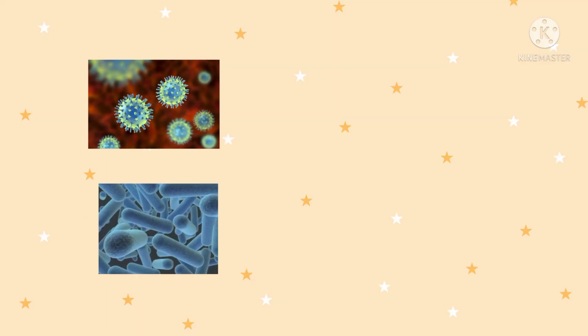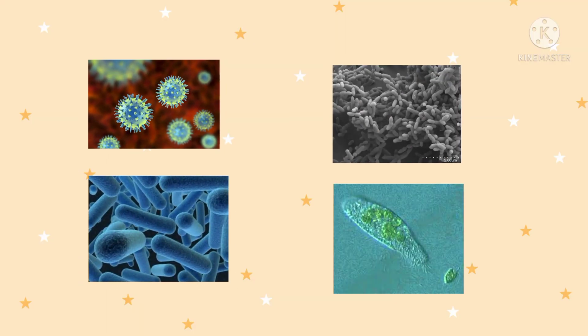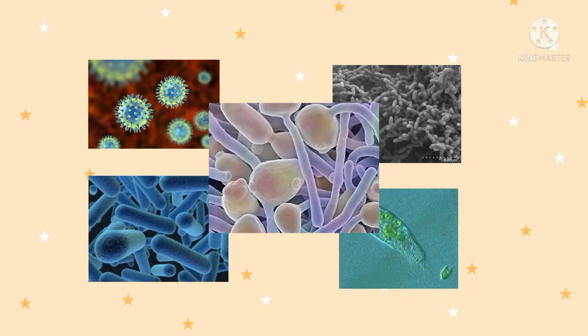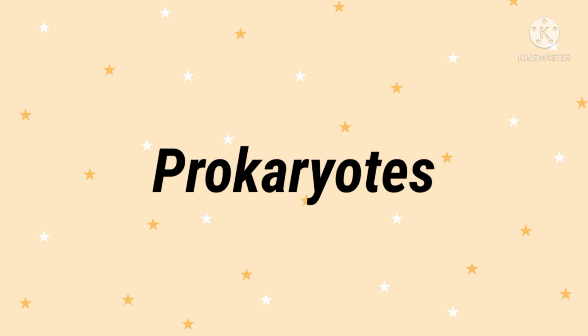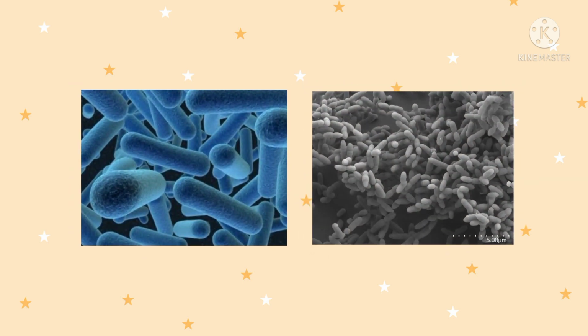In contrast to viruses, bacteria, archaea, protists, and fungi are all cellular living organisms. They have a DNA genome and make machinery to produce their own proteins. They are divided into 2 main groups based on their cell structure: the prokaryotes and eukaryotes. Prokaryotes. Bacteria and archaea are prokaryotes.